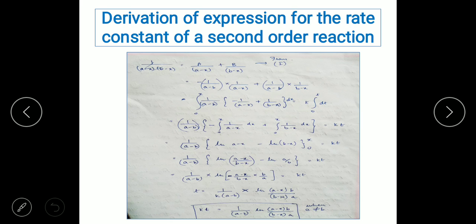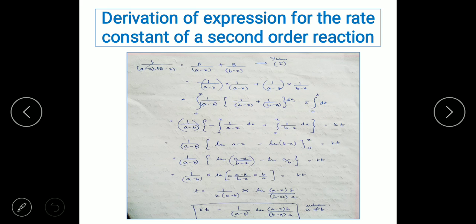Once you integrate here, you can see you have something common here, 1 by a minus b and 1 by a minus b. Let's take out 1 by a minus b, and in your flower bracket you're going to get 1 by a minus x plus 1 by b minus x into dx is equal to k into integration of 0 to t dt. Integration of 0 to t dt is nothing but t, that is what we write in the next equation.